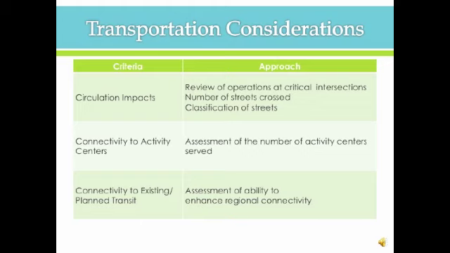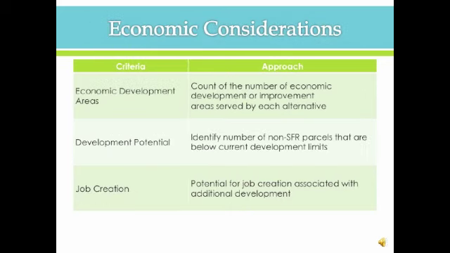Connectivity to activity centers examines the number of activity centers and major destinations that would be served by each alignment alternative. Connectivity to existing and planned transit examines the number of connections to regional and local transit services offered by each alignment alternative.